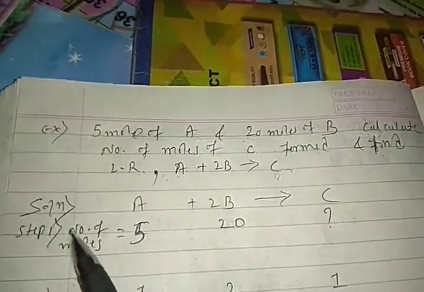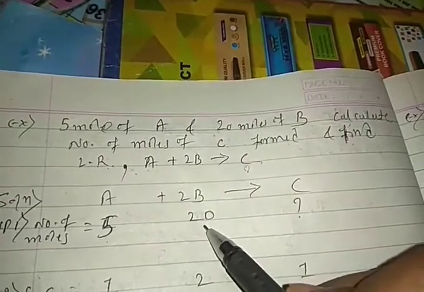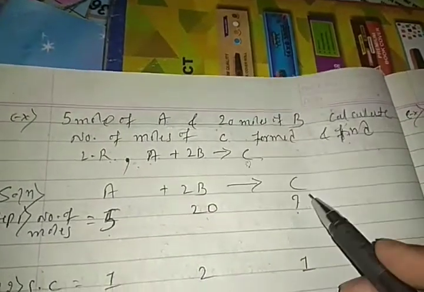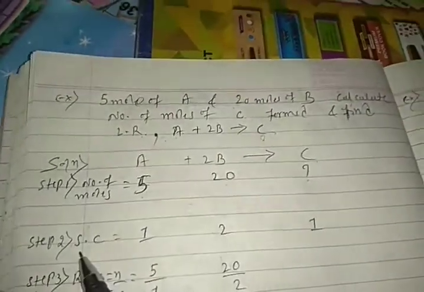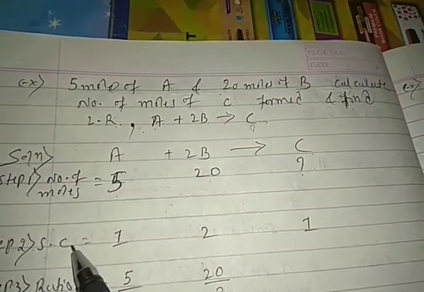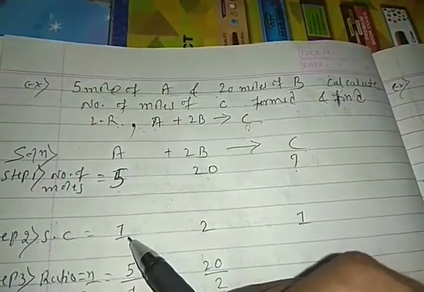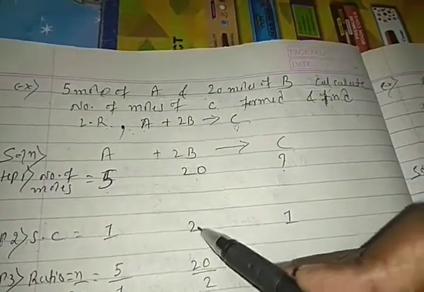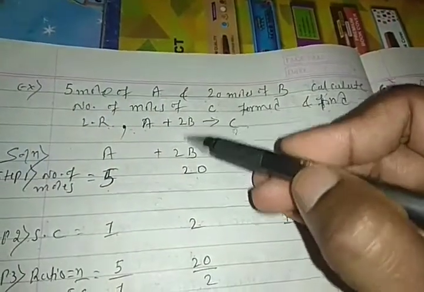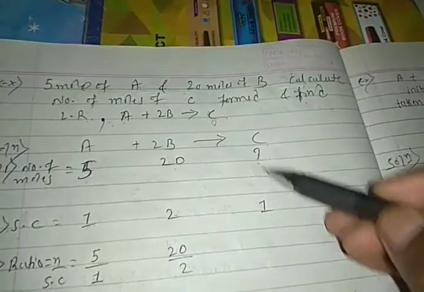Step 1. Moles. 5 moles of A, 20 moles of B. We have to find the number of moles of C. Step 2. SC, for stoichiometric coefficient. The stoichiometric coefficient of A is 1, and for B it is already mentioned as 2, so we use 2 here. Product stoichiometry is 1.